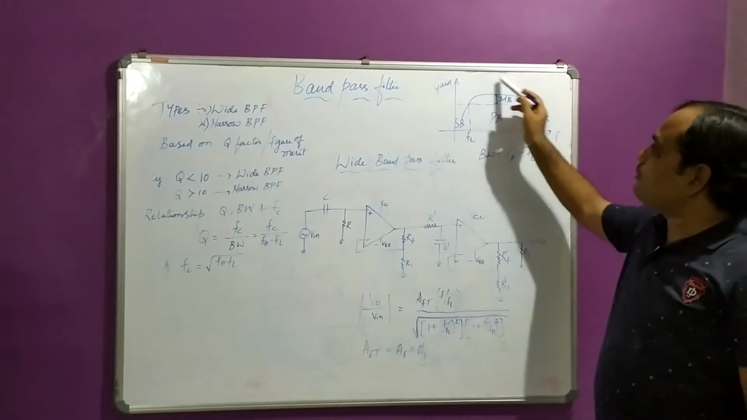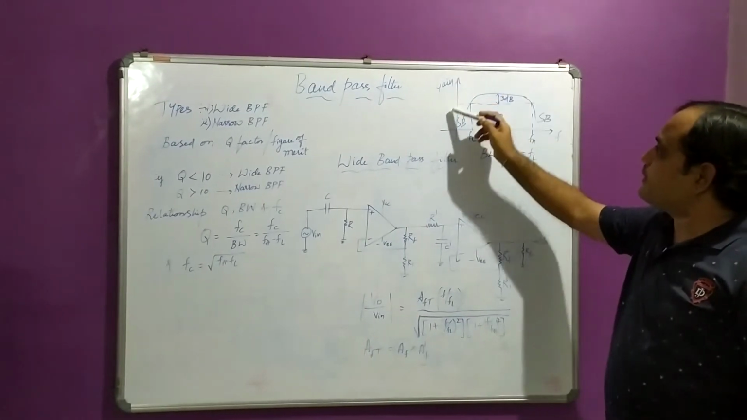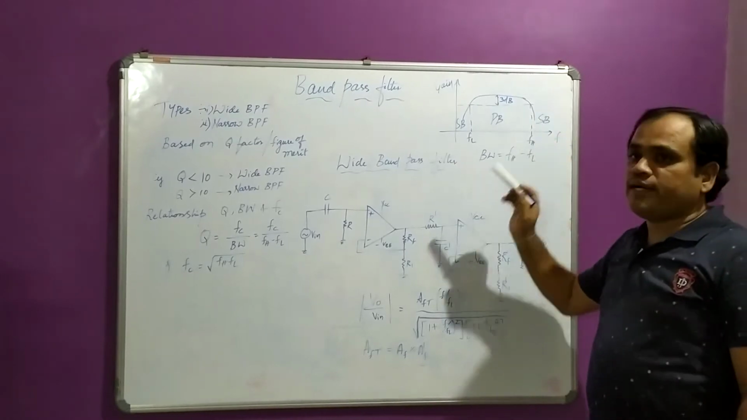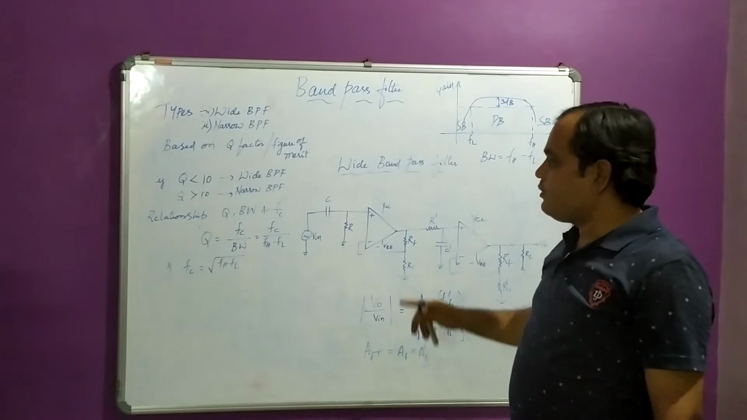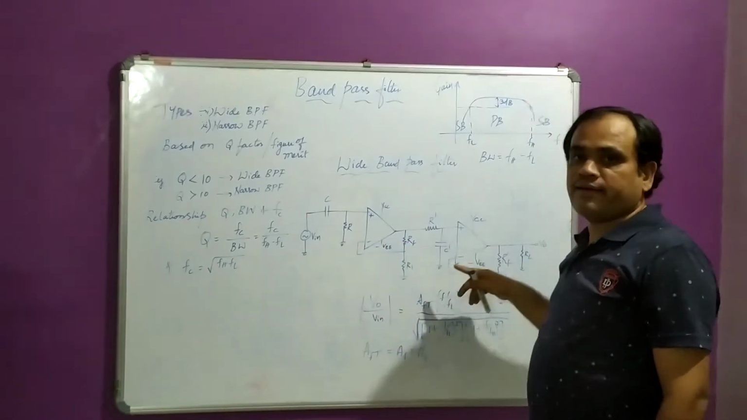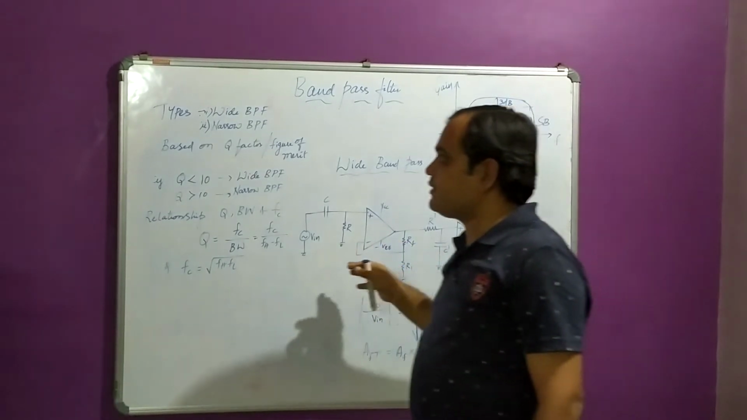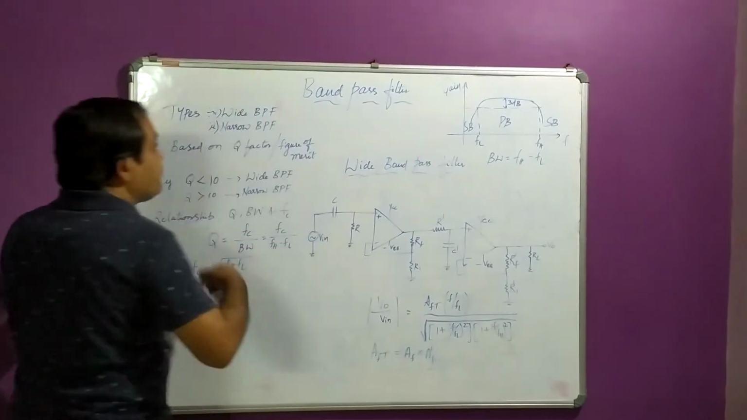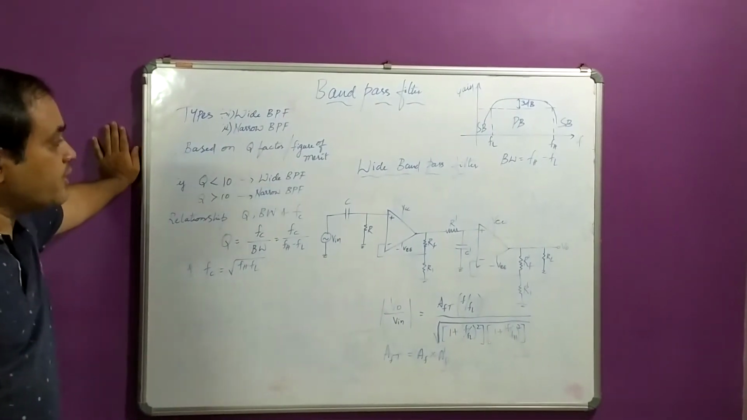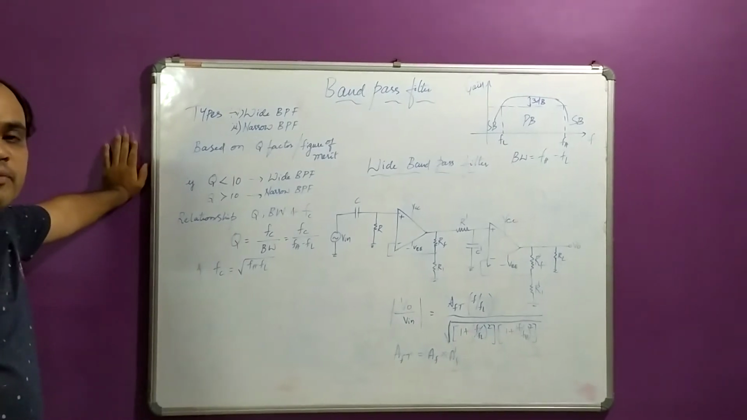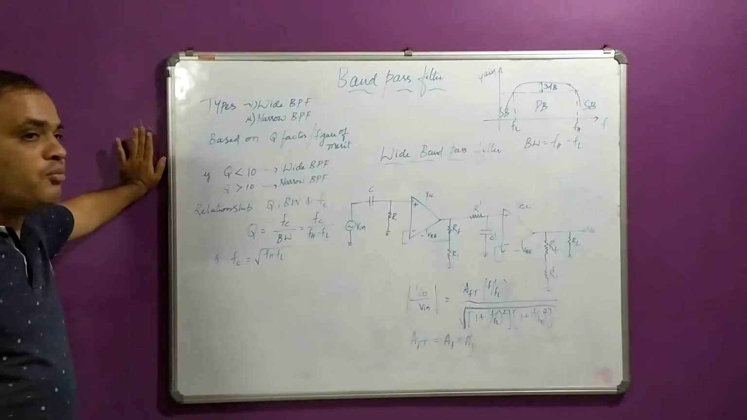Now this particular band of frequencies and this constant gain is obtained by making use of a combination of two circuits. One is a high pass filter and the other a low pass filter. What that is, let us discuss. Before that, we will see what types of band pass filters are available. We have two types of band pass filters. One is the wide band pass filter, another one is the narrow band pass filter.